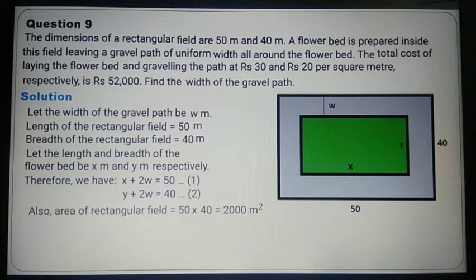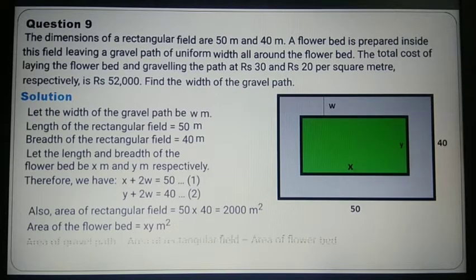So let us find the area first. The area of this rectangular field is given by length into breadth, that is 50 into 40, which turns out to be 2000 meters squared, right? So this will be my area. Fine. Now the area of this is going to be x into y. Yes or no? We know that area is given by length into breadth, so that's why the area of this flower bed is going to be x into y.